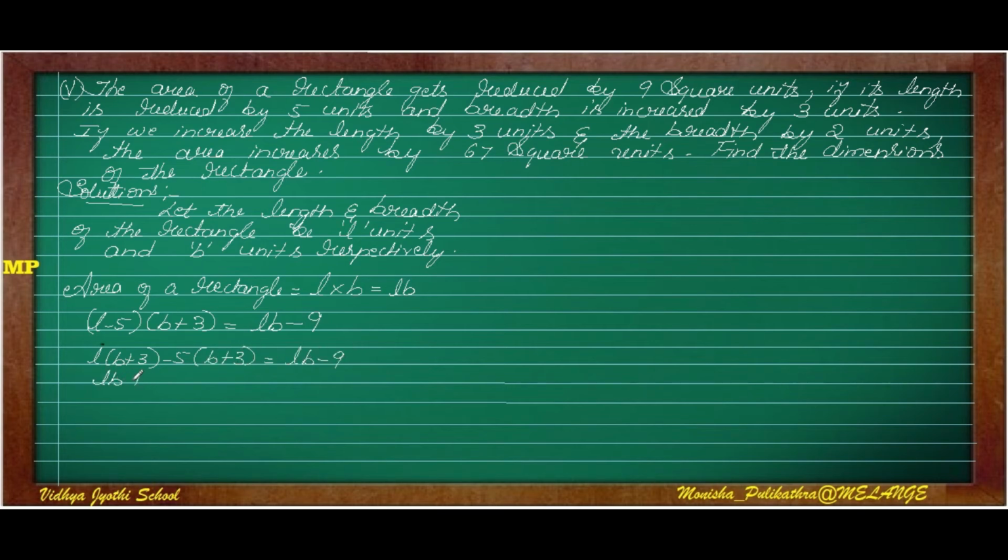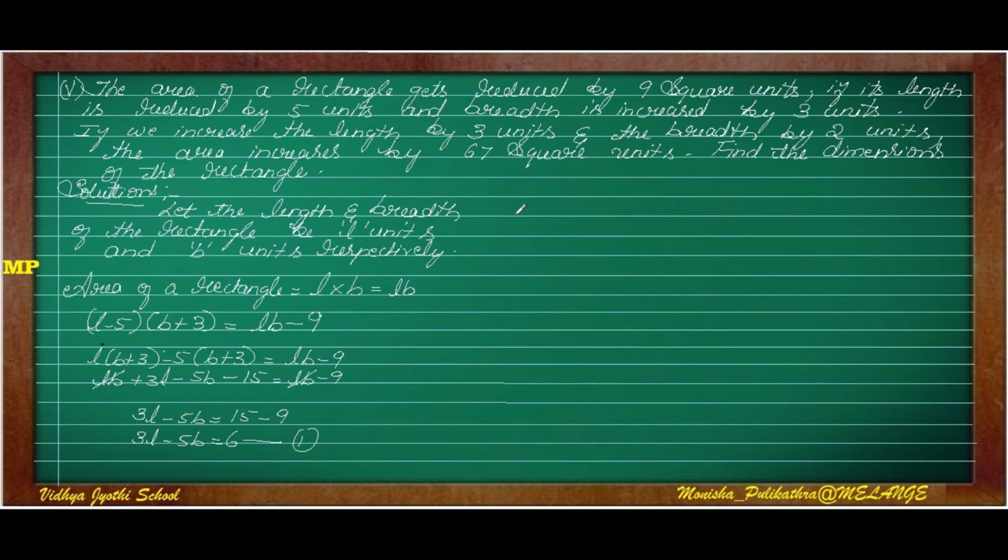So LB plus 3L minus 5B minus 15 is equal to LB minus 9. Here LB and LB get cancelled. So it is 3L minus 5B. I will be shifting 15 to this side, so 15 minus 9. So 3L minus 5B is equal to 6. This is the first equation.